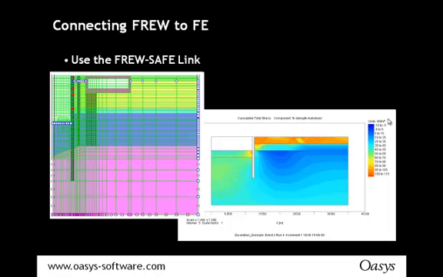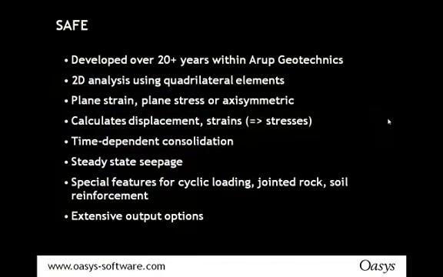And for that reason, Oasys has set up a FRU-SAFE link. So what you would do is you would have your FRU problem, you would run it as you usually do, and then realize maybe that you need to do further analysis. And you would set up the FRU-SAFE link, and what this would enable you to do is to run a 2D finite element analysis.